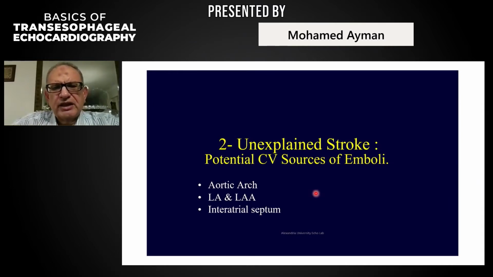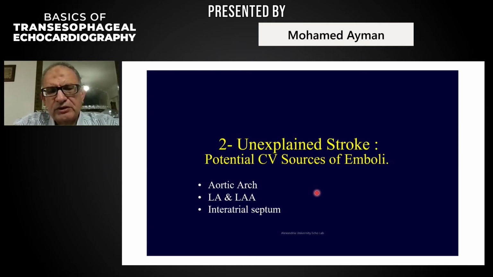The second indication is patients presenting with unexplained stroke, where we are looking for a potential cardiovascular source of embolizations. Whenever a patient is referred to you from the neurologist asking you to check for a possible cardiac source of embolizations, don't rush to the transesophageal echo. Do a good transthoracic echo first. TEE is complementary to the transthoracic. I will tell you why.